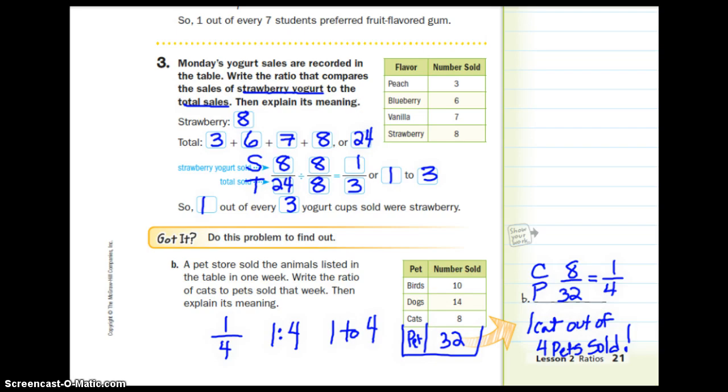Did you get what I got? There are 8 cats out of 32 pets sold. That simplifies to 1 out of 4 will be cats. And again, it can be written in 3 forms. 1/4, 1:4, 1 to 4. Remember again that you have to total. So always read the word problems to know what you're doing. In this case, it was cats to the pets. So you had to make a column for pets.